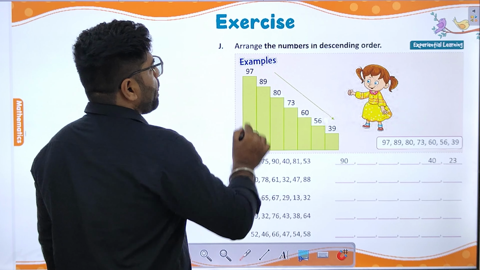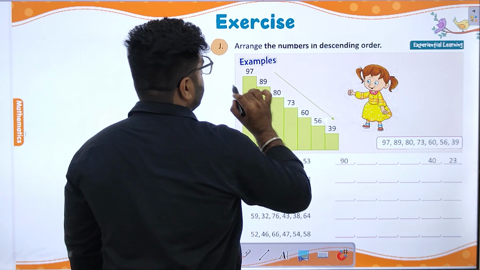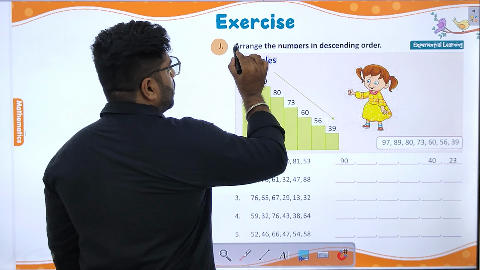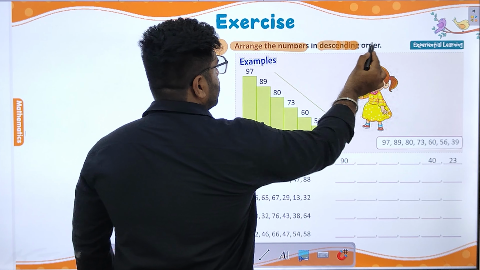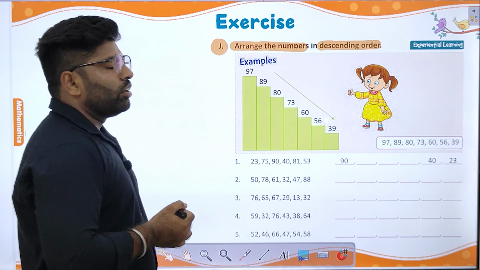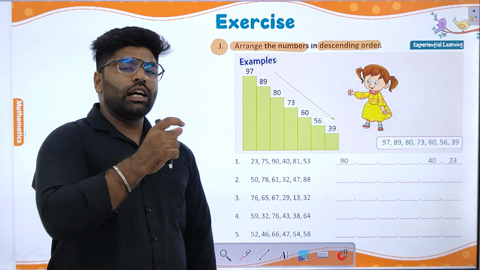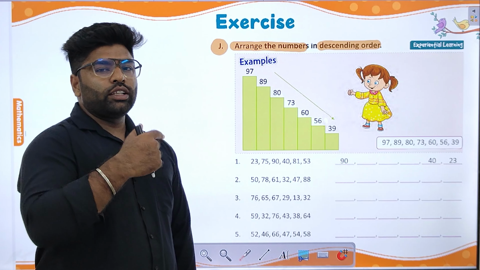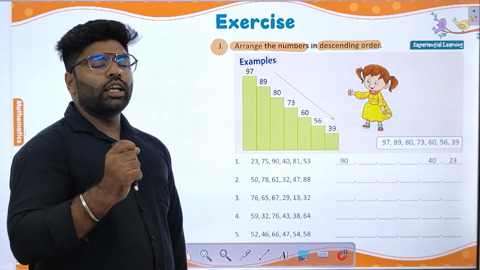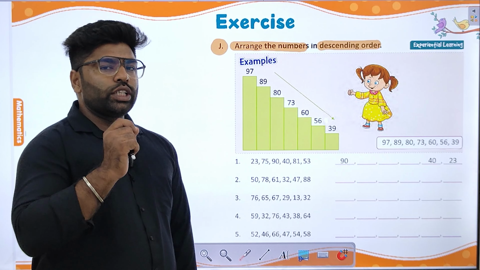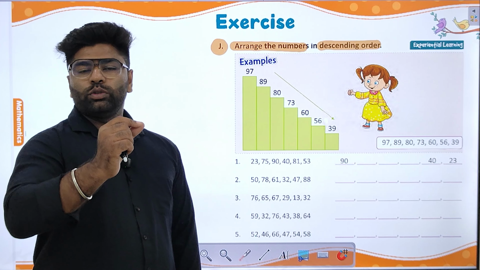In the same way, we are having question number J, but there is a little bit of change. Now we have to arrange the numbers in descending order. Descending order means we have to start from the largest number, then we have to write the smaller, and end at the smallest number. So the sequence is largest to smallest.